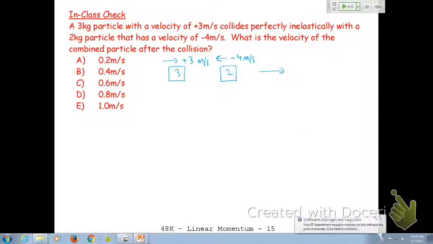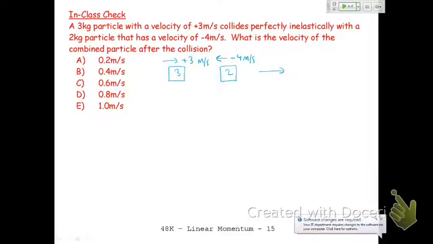So I took the liberty of drawing a 3 kilogram block with a plus 3 meters per second. Bad teaching there because I'm using the same numerical value for both of them. That can be confusing. And then I have my 2 kilogram with minus 4. And then what I do over here is I like to do this. It's a 3 plus a 2. And I'm just going to call that V. So there's the little trick.